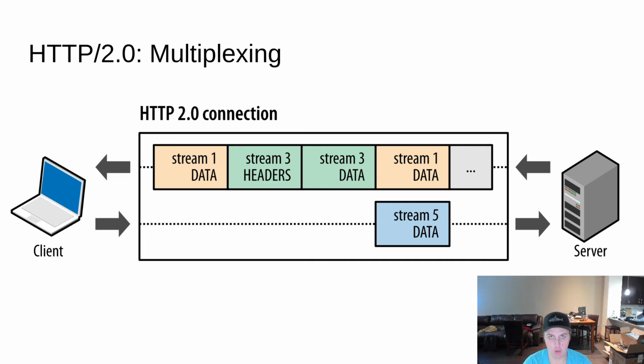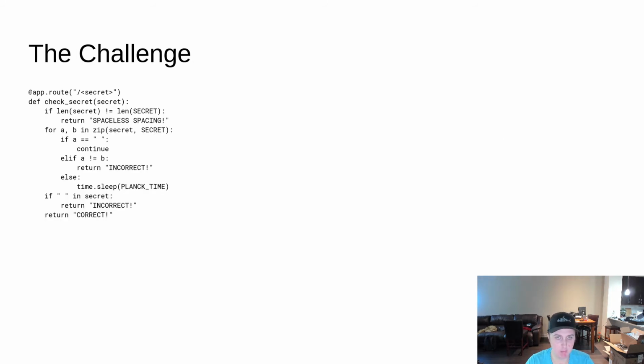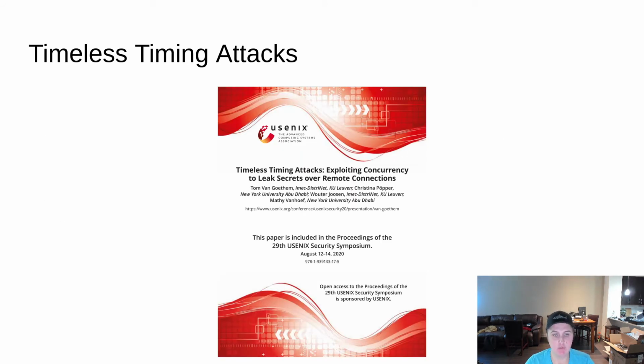So doing it over one TCP connection means we're not going to lose out on network variance and make this impossible to measure. Over one TCP connection, both requests will arrive at the target at the same time if we structure our request correctly, interleaving them basically so they arrive at the same time. And then this timeless timing part basically is a reference to the idea that now we don't even need to measure how long it takes.